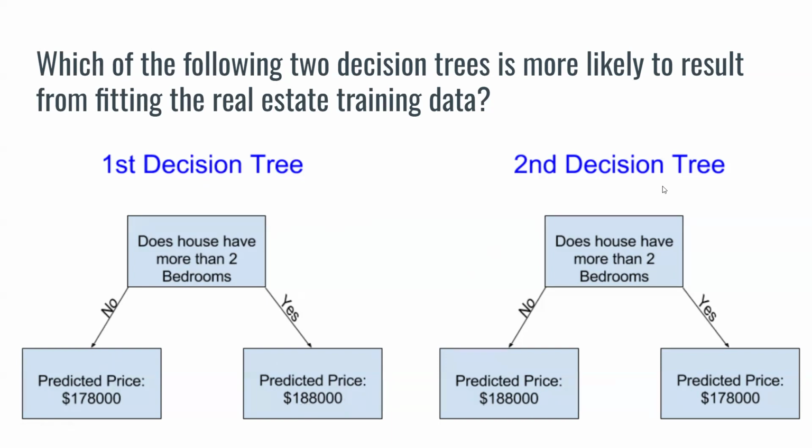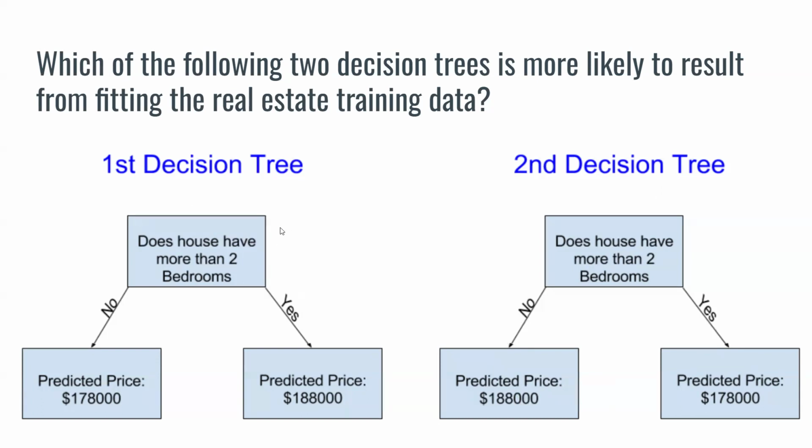Then the second decision tree has the same question. If we say no, the predicted price is 188,000. If we say yes, the predicted price is 178,000. So the decision tree on the left, the first decision tree, probably makes more sense because it captures the reality that houses with more bedrooms tend to sell at higher prices than houses with fewer bedrooms.